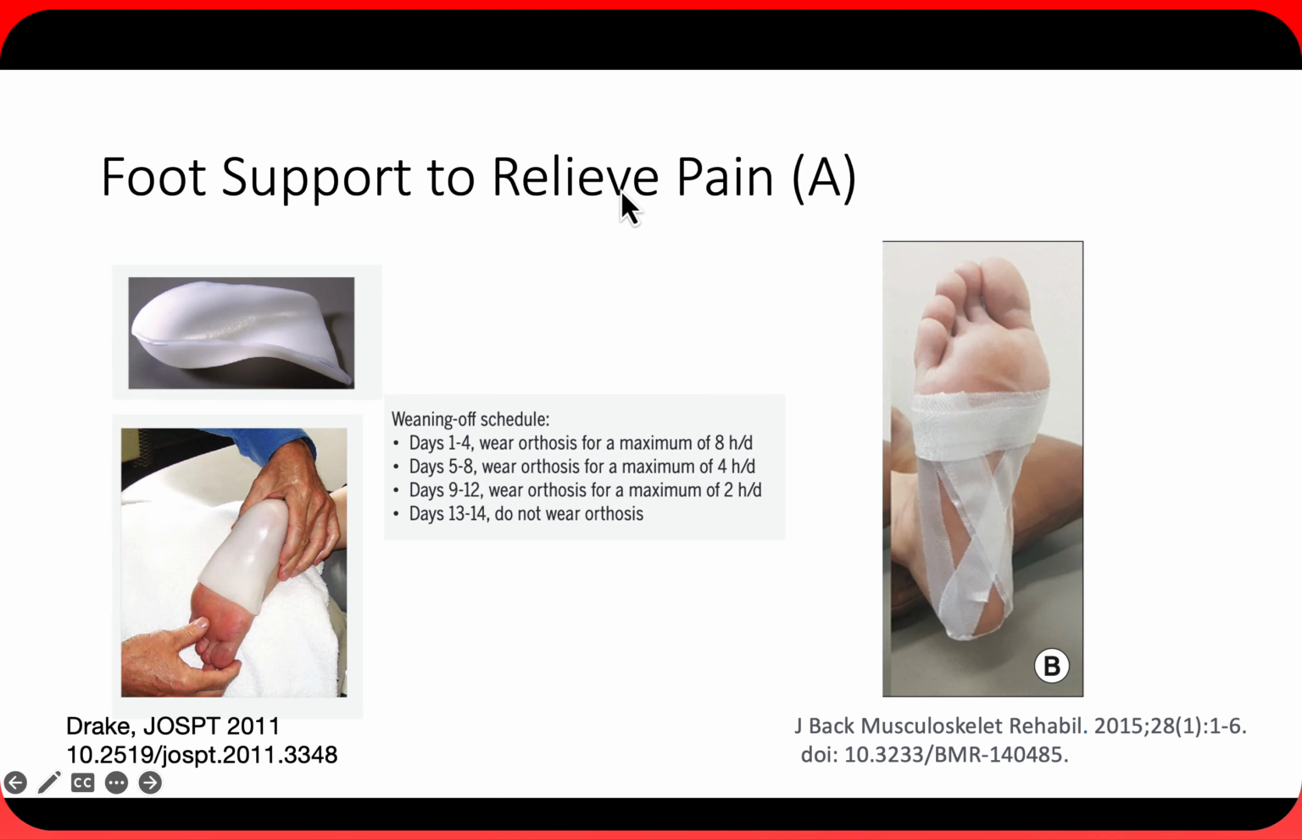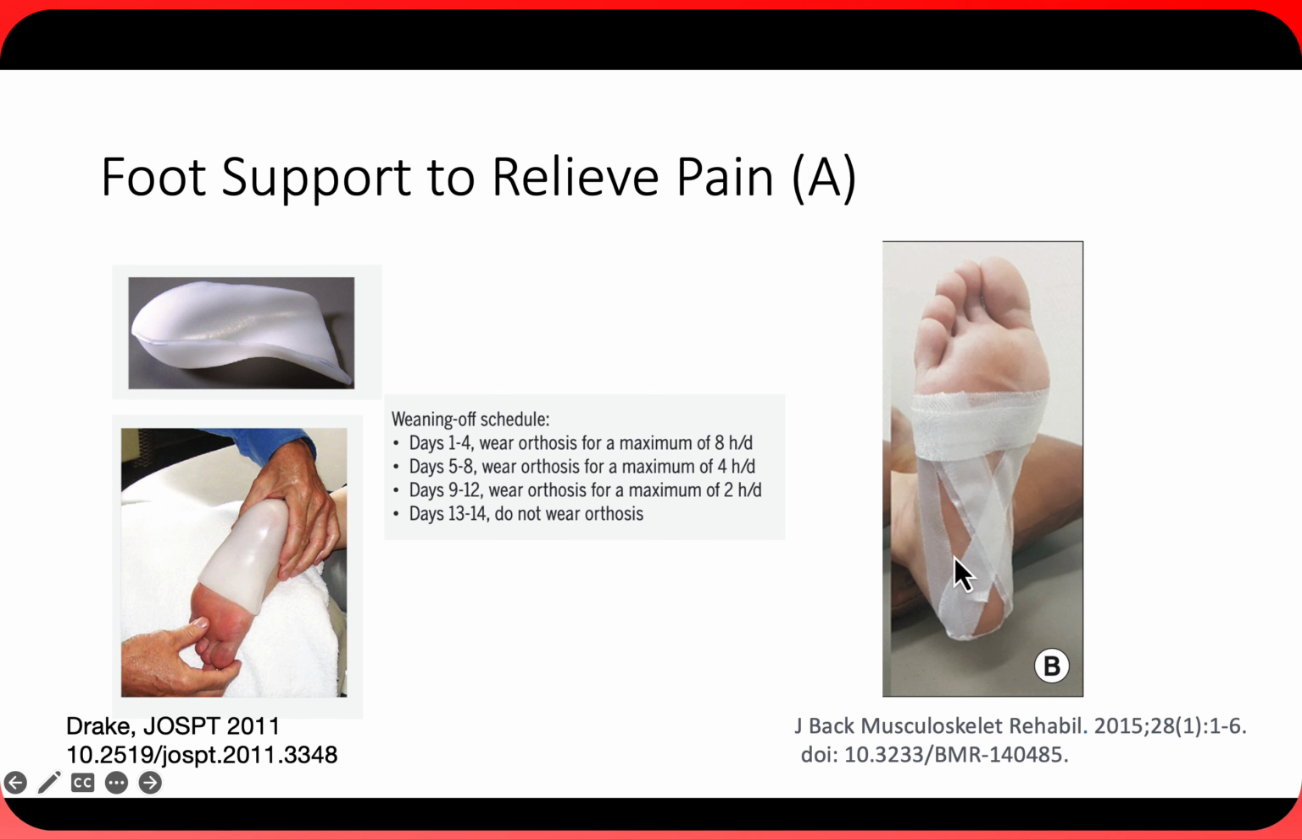Now, another grade A treatment is a strong support for people who really are having a hard time weight bearing and need to weight bear. And so essentially foot orthotics or foot support, like both taping and orthotics, have strong evidence that they can relieve pain and help people function. So on the left, we have an example of somebody making a custom orthotic that actually accentuates the arch, and they wear this just for a few days and then wean off of it. And you can see that outlined here.